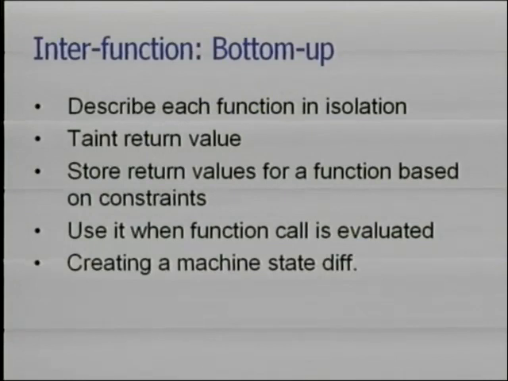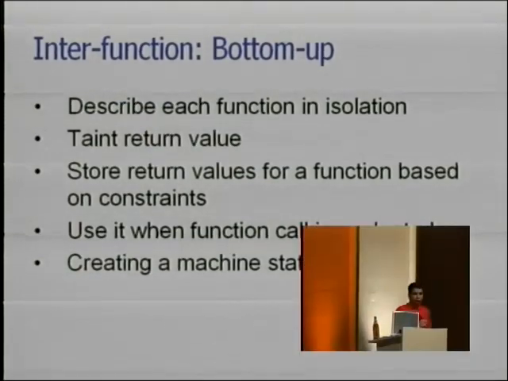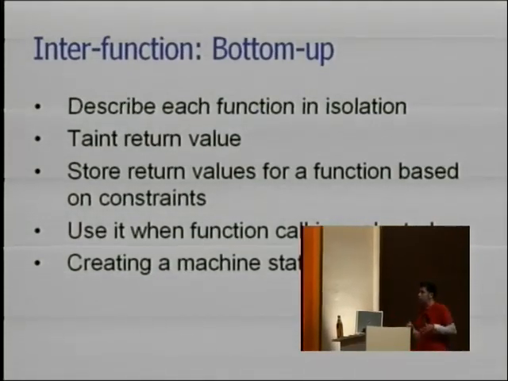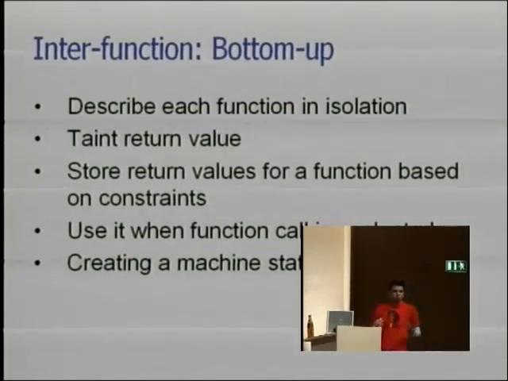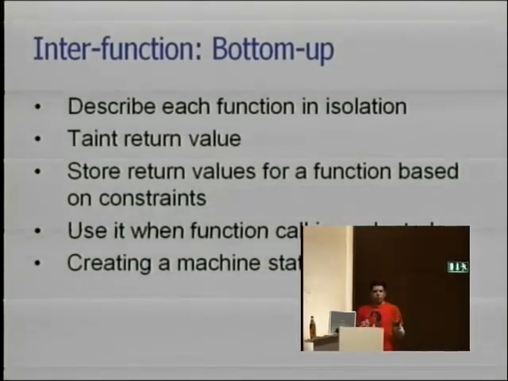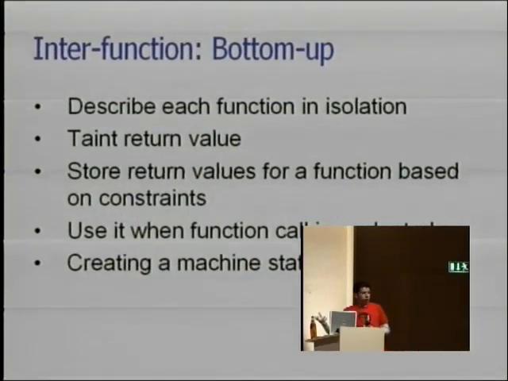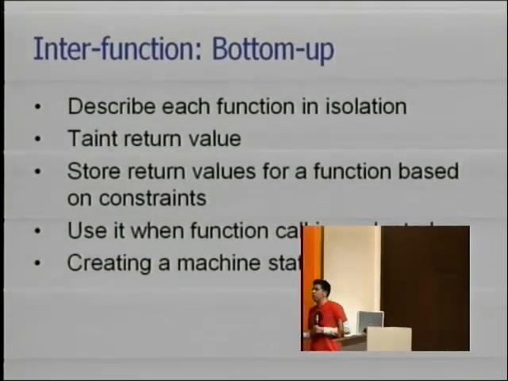So the other solution is bottom up. And in this, you try to describe each function in isolation. You're going to taint the return values. And you try to store an expression or some type of constraints for a transformation. So whatever input you have, based on constraints, if this is less than this is what this function is going to do. If it's greater than this is what this function is going to do. And you try to keep that cached.